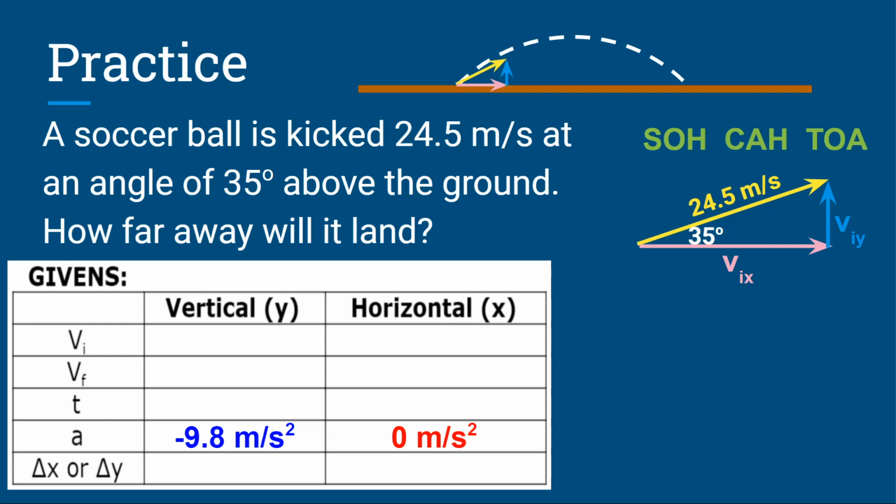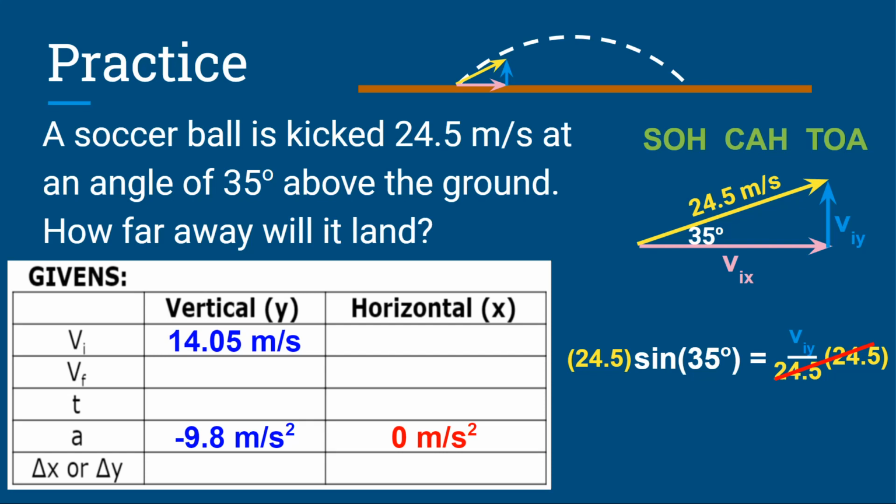If I want to solve for this initial vertical velocity, I can use sine because it's opposite my angle and I know the hypotenuse. It's the SO in SOHCAHTOA. The sine of 35 degrees equals opposite over hypotenuse. If I want to solve for this VI in the y direction, I'm going to multiply both sides by 24.5, and that's what goes in my calculator, 24.5 times sine of 35 degrees. Again, if you're typing this in the calculator, please make sure you're in degree mode. If you're not, you're going to get it wrong. But when I multiply that and I'm in degree mode, I get 14.05 meters per second. So that's one of my components.